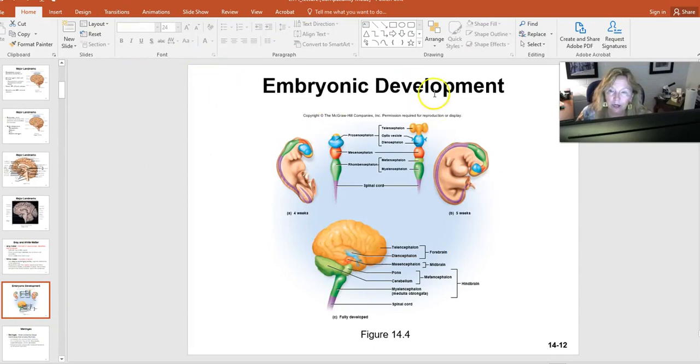And looking at embryonic development, you can see that very early on, the entire central nervous system is open and exposed. It's only after so many weeks of development that it ends up being closed in, and it takes a while for that to happen. At fully developed, it has now turned into what we associate with a fully developed brain and spinal cord.